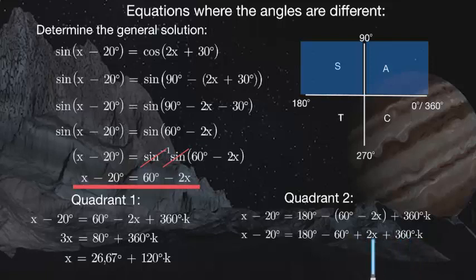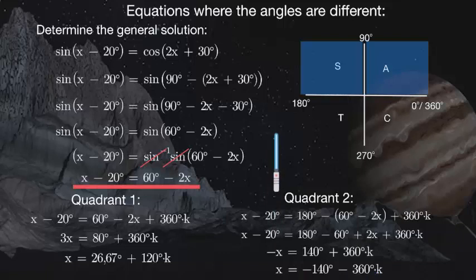Then we move this plus 2x to the other side, it becomes a minus 2x. This minus 20 goes to this side, it becomes a plus 20. And we solve the degrees and we solve for the x's and we end up with minus x is equal to 140 degrees plus 360 degrees times k. And then we divide with this minus all the way through and we have x equals minus 140 degrees minus 360 degrees times k. And there we go.